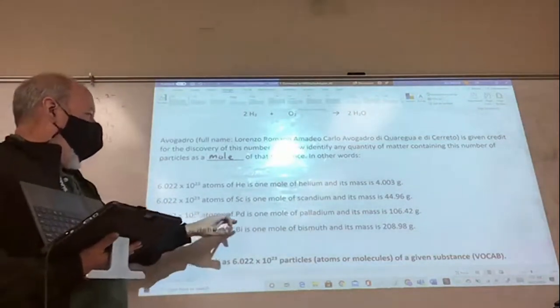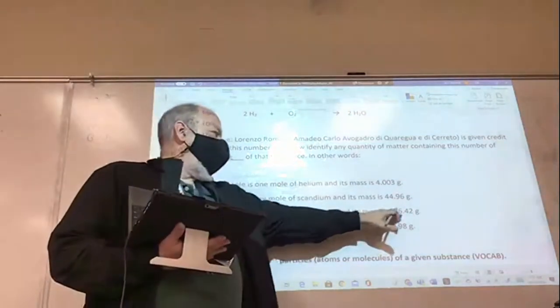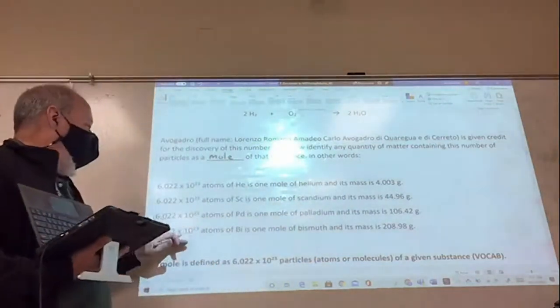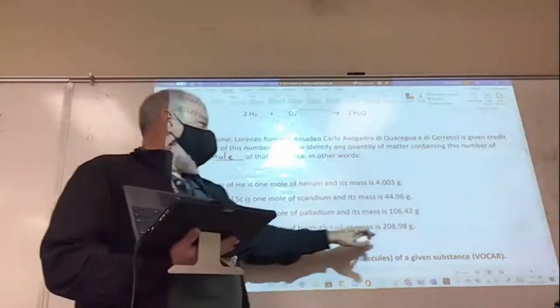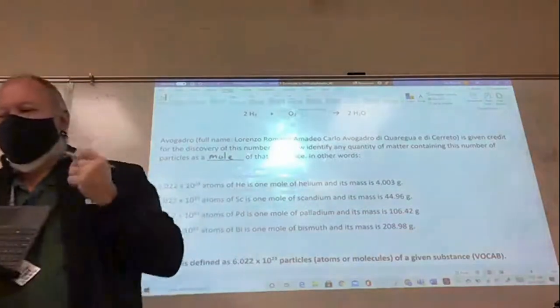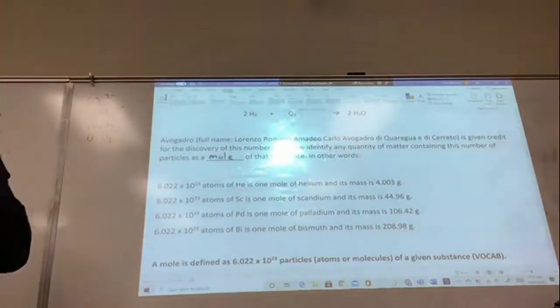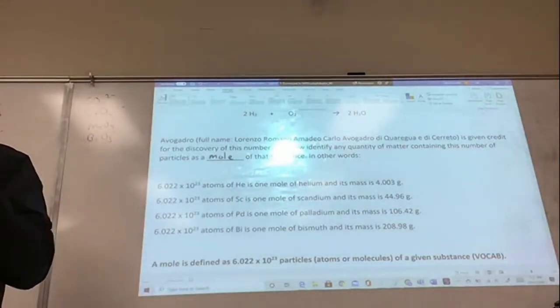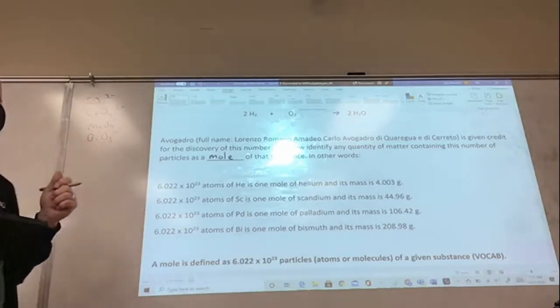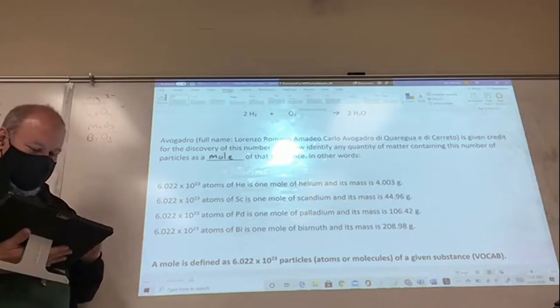1 mole of palladium is 106.42 grams. 1 mole of bismuth is 208.98 grams. Where do I go to find out how much mass is in 1 mole of any substance? Periodic table, right? Okay.